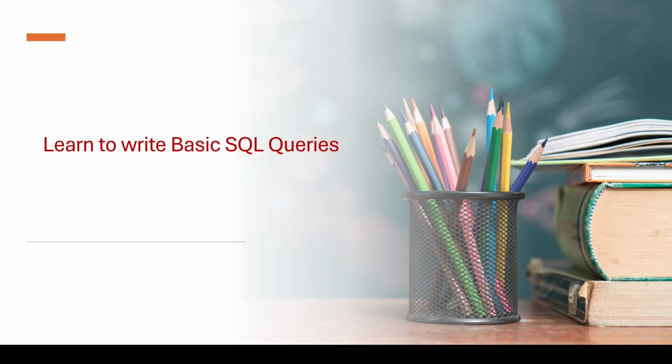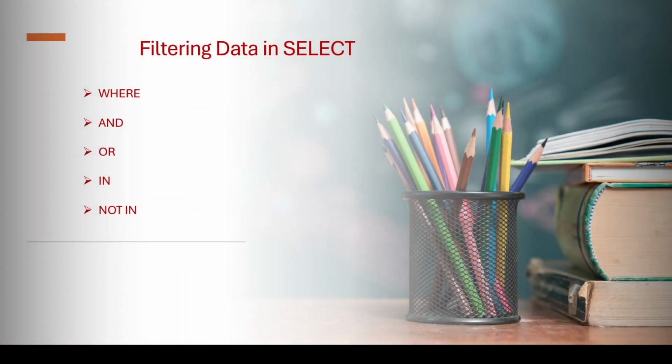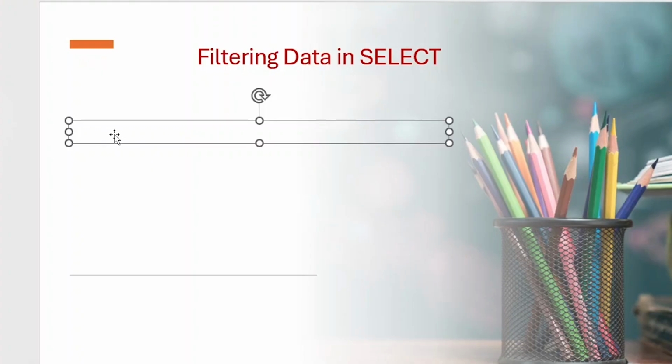But if you see the result set, it got all the records from the table. Now we want to get only particular records based on some condition we give. In that case, we can use the where clause along with the select query. First we will see the syntax of the where clause. That will be like this: select column 1, column 2 from table name where and the condition you want.